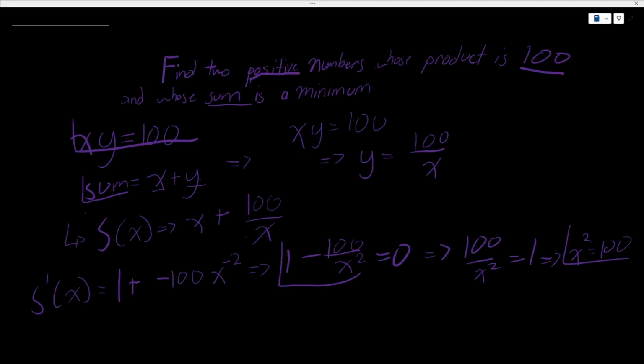So we have our function x squared is equal to 100 now. We can solve for x even further to have x is equal to plus or minus 10. But remember that our problem is asking for two positive numbers, so we can just focus on the positive and not the negative. So we have x is equal to 10.